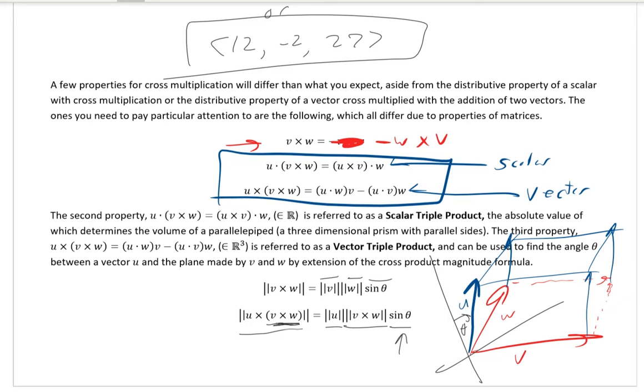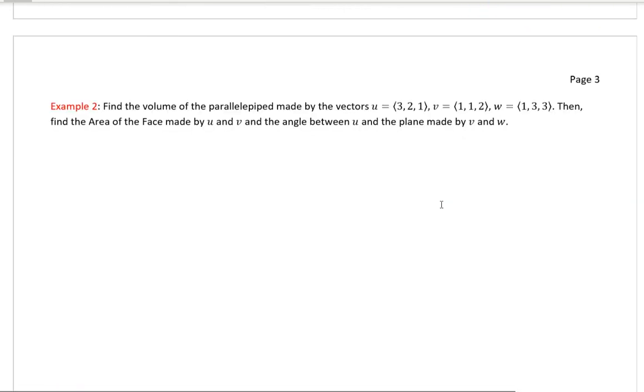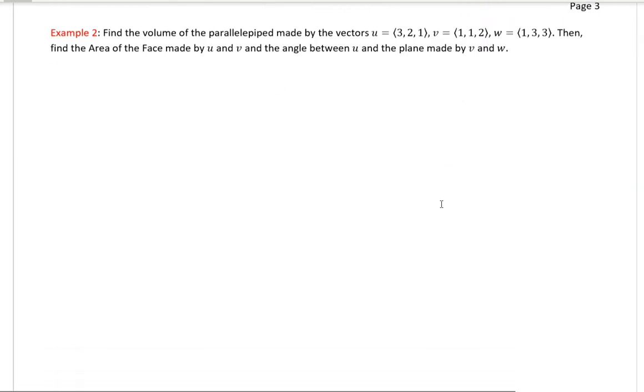If you solve for theta, that'll give you the angle from u up to the plane. Well, the plane, not that, so that angle measure. Let's show how to do all of that. So, some more cross multiplication stuff. We're going to find the volume of the parallelepiped made by these three vectors. Then we're going to find the area of the face made by u and v. And then we're going to find the angle between u and the plane made by v and w. So we're going to find a few different things.